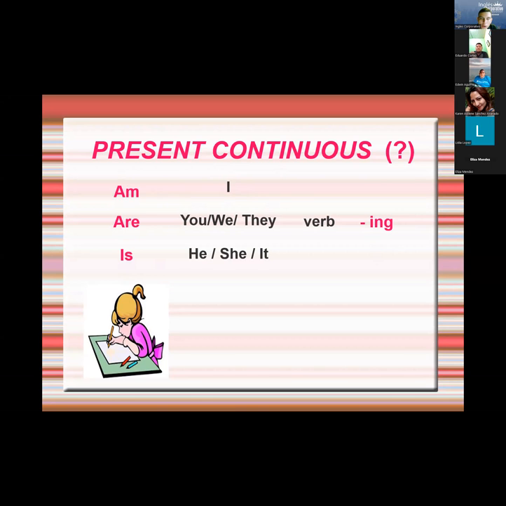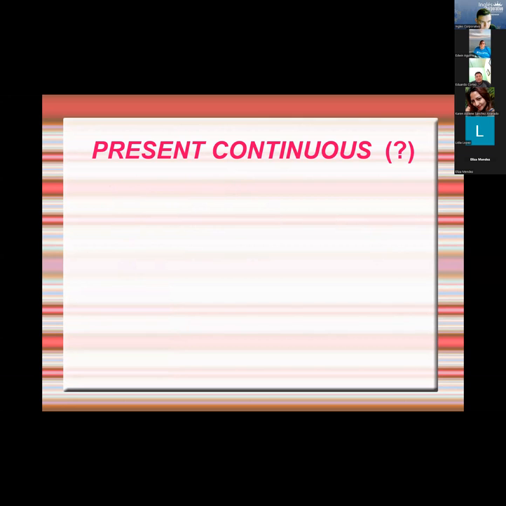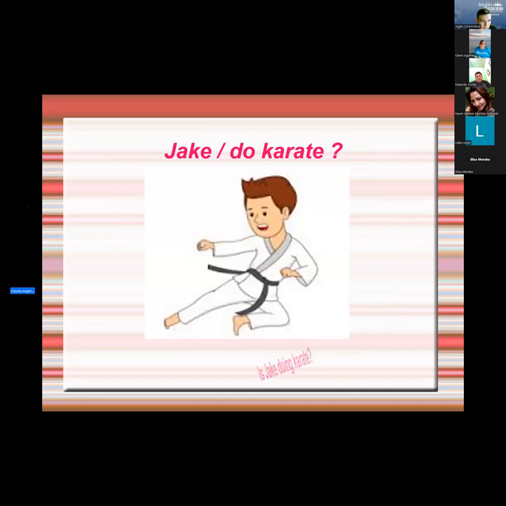Are you watching television? Is she drawing a picture? For example, how would it be here? Jake do karate. Are he? No, no. Is he? Is he? Is Jake?